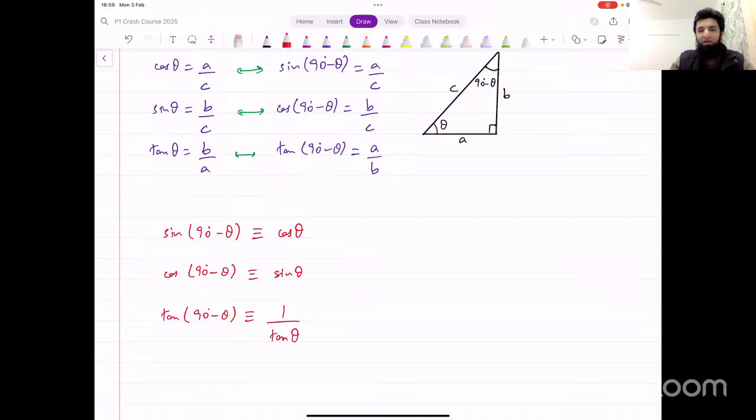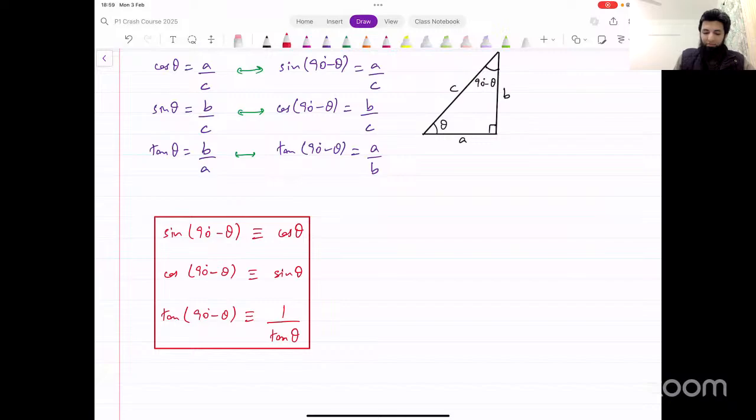These are three new identities that we have now. They're not given in the formula sheet. You should remember them. Okay. Sine of 90 minus theta is cos theta. Cos of 90 minus theta is sine theta. Tan of 90 minus theta is 1 over tan theta. Although these questions that I just showed you, they can be done without these identities as well. But these three identities are important because we will need to use them later on in mechanics as well, and in other parts of pure math syllabus as well. So these are important.